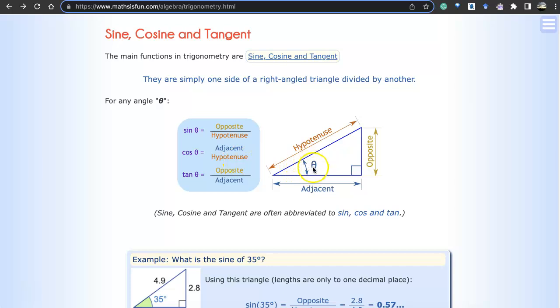So in this case, this is where it's so important to correctly identify the adjacent side length, and then we can divide that by the hypotenuse length, and we come up with the cosine of that angle. And then the tangent is opposite over adjacent. So tangent of theta is the opposite side over the adjacent side length. Now these are abbreviated: sine, cosine, and tangent. Notice I'm still saying the full phrase, sine, cosine, and tangent, but those abbreviations are commonly used on your calculator.